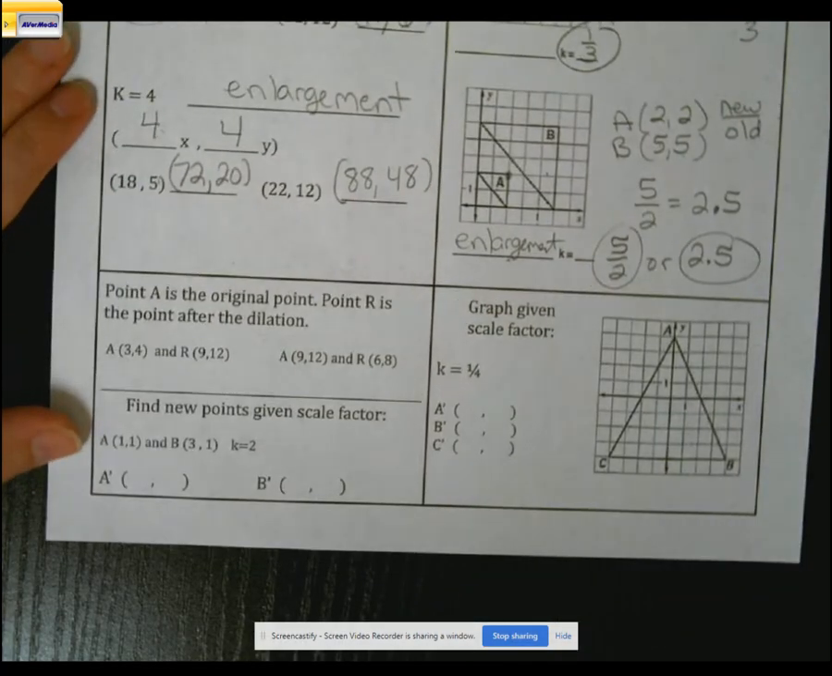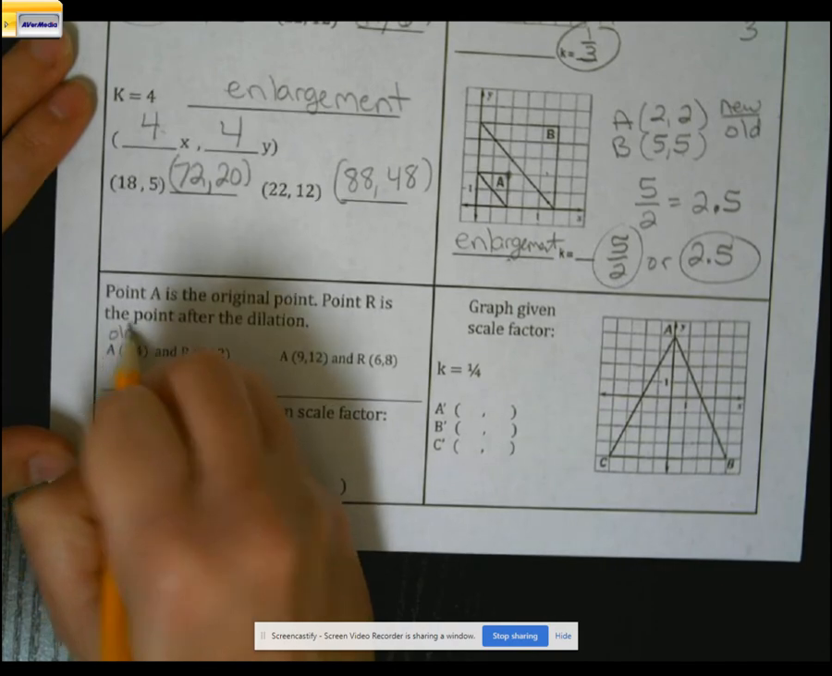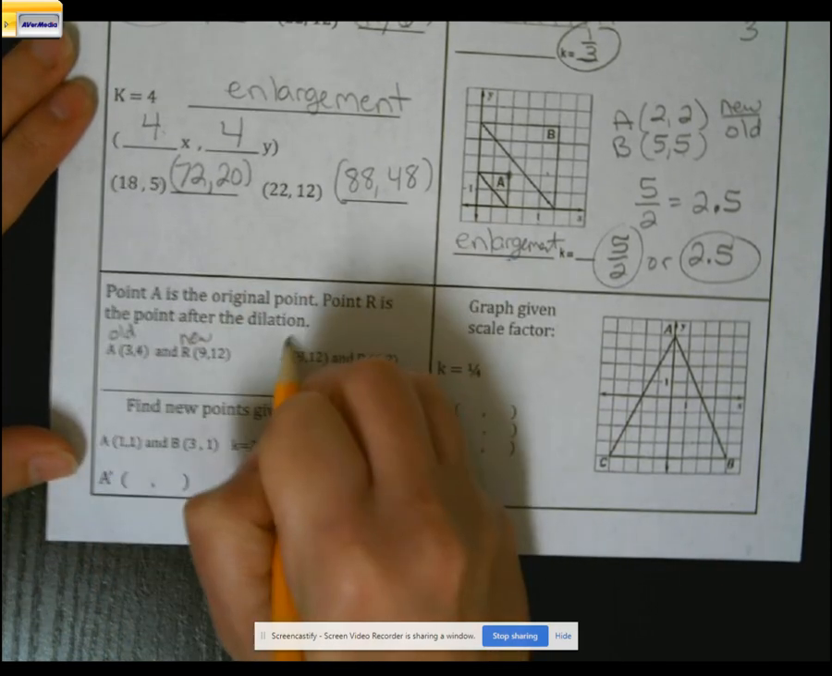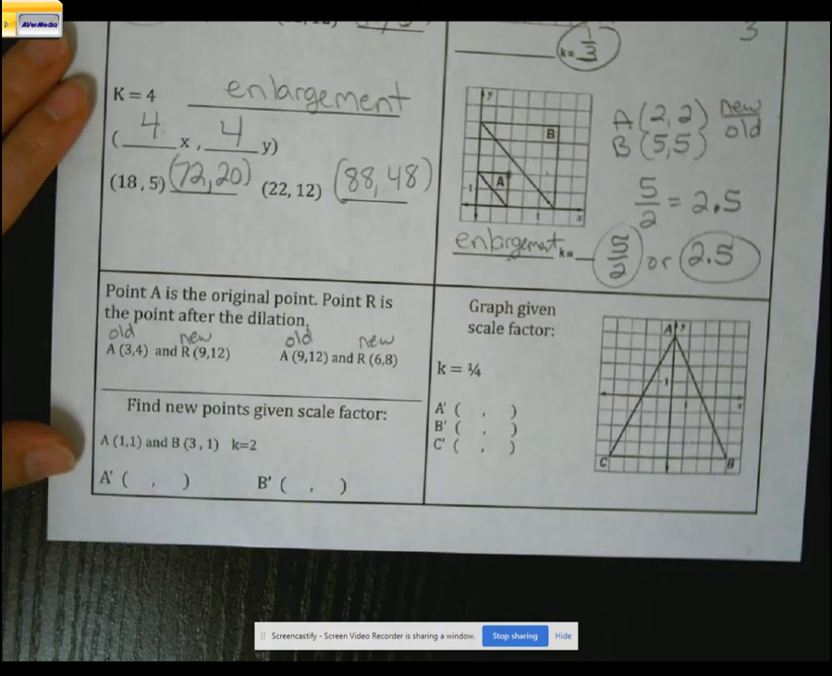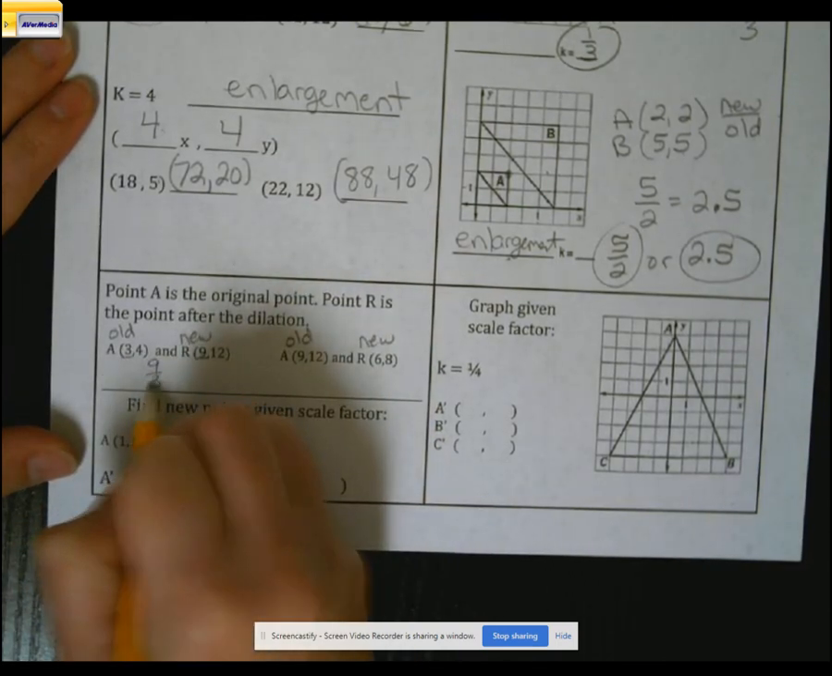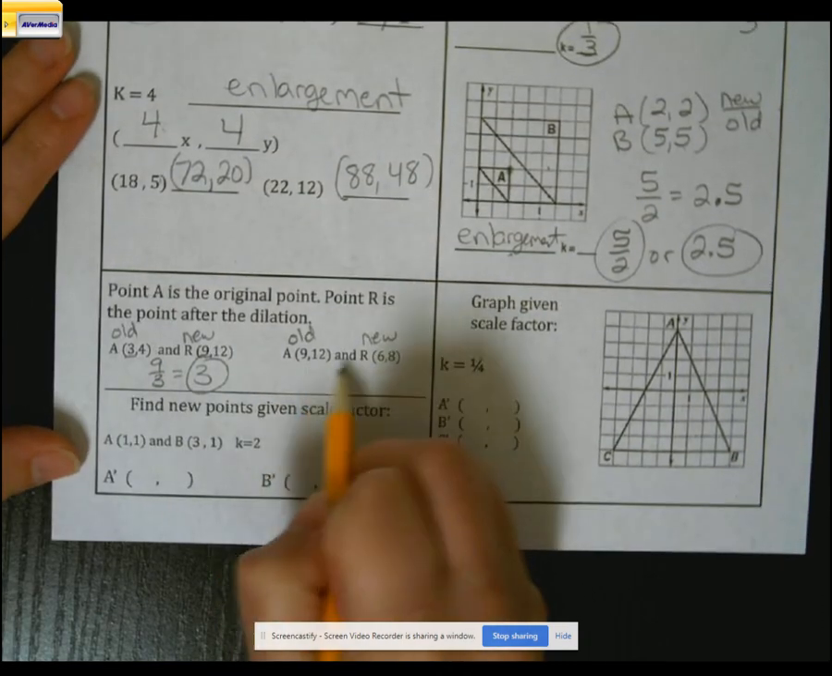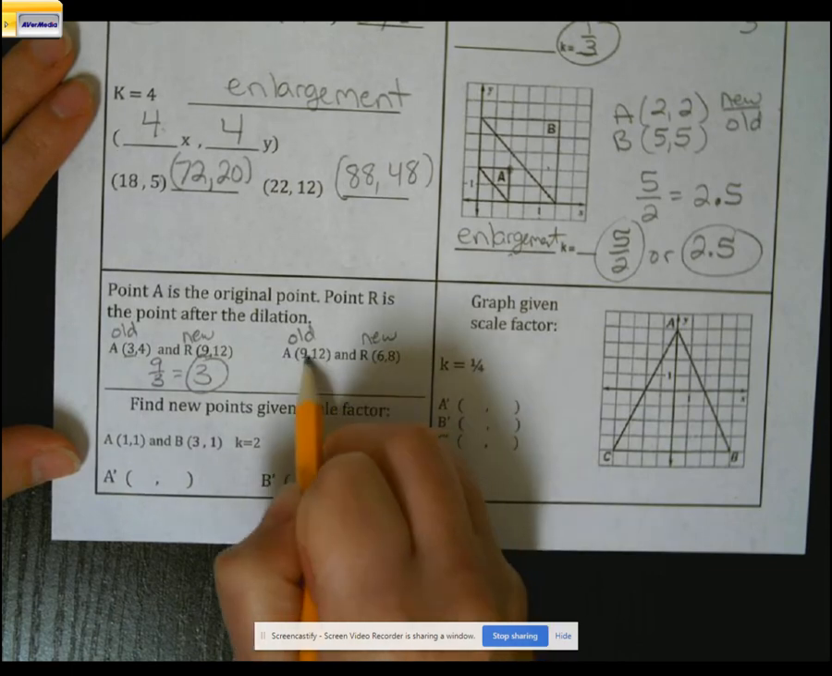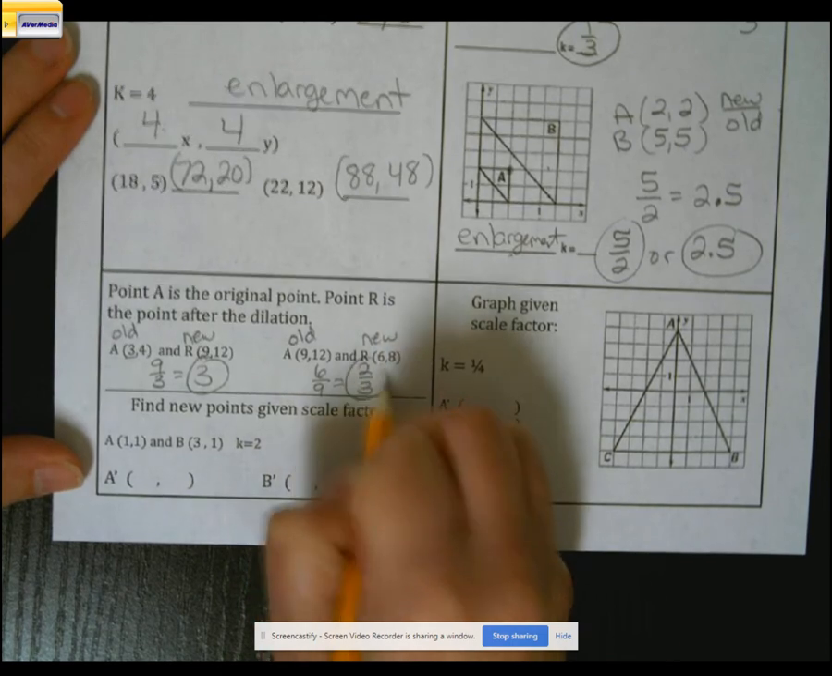Okay, last few here. It says point A is the original point. Point R is the point after the dilation. So old and new. What I'm looking for here is the scale factor. So again, I'm going to be putting new over old. I just pick one here, 9 over 3 is 3, and that's my scale factor. Try this one over here, new over old. I have 6 over 9. When I simplify that down, I get a scale factor of 2/3.